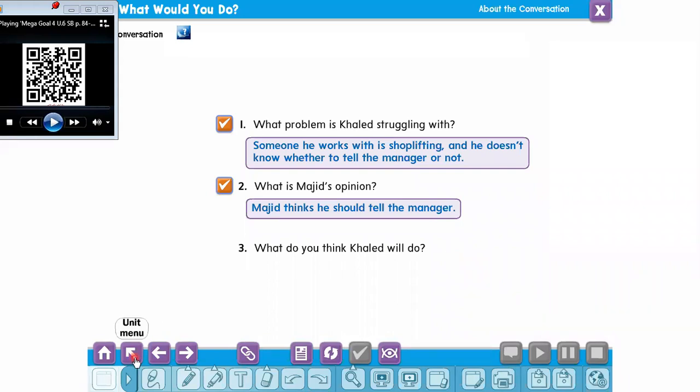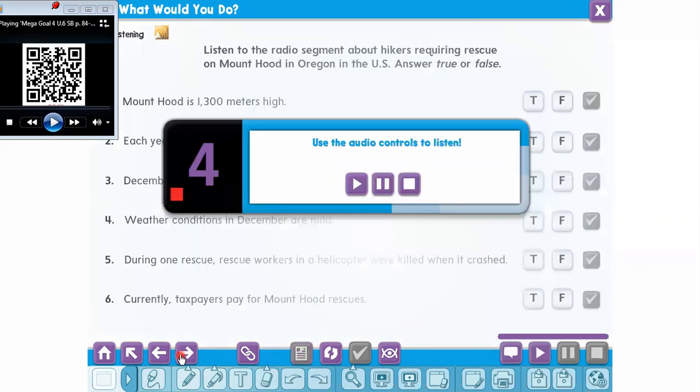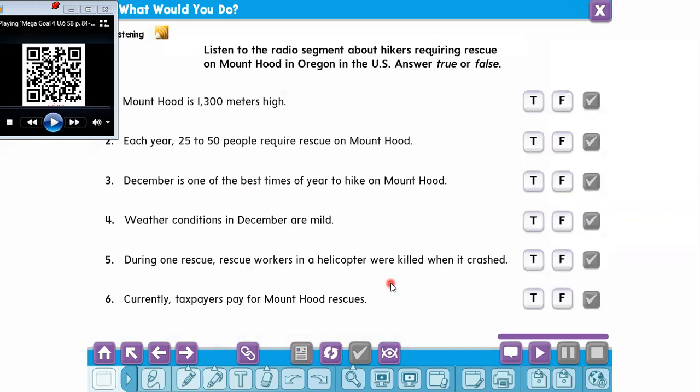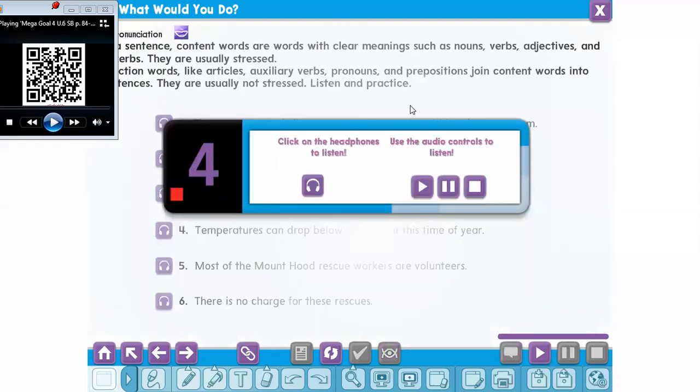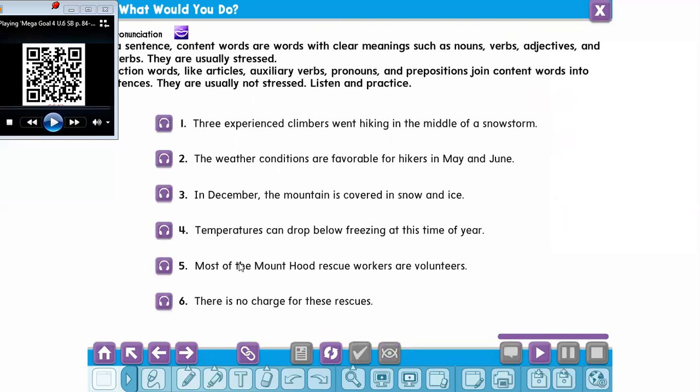I want you to go to page 87. As you see here, my dear students, this is exercise number 5 about listening. He wants you to listen to the radio segment about hikers requiring rescue on Mount Hood in Oregon in the U.S. Answer true or false. I will postpone the listening text to the last part because we will need it in ClassPoint. So we will take the next part, the pronunciation, then go to ClassPoint, listen, and then start solving.